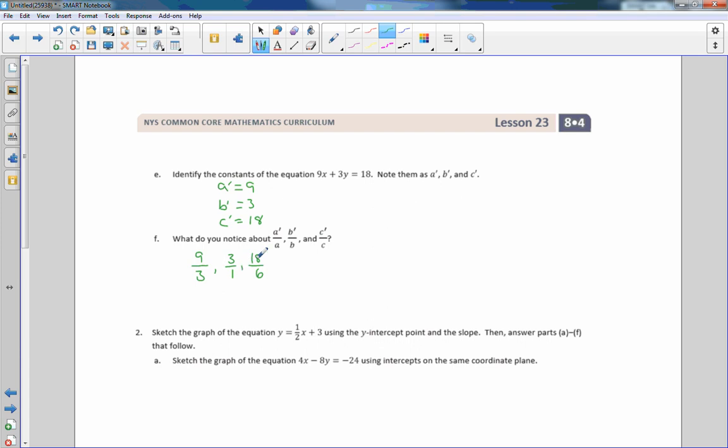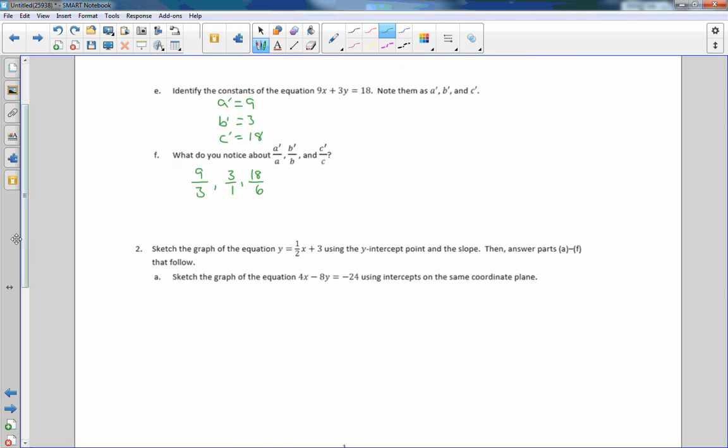Okay, so it says, what do you notice about A prime over A, B prime over B, and C prime over C? Well, 9 divided by 3 is 3, 3 divided by 1 is 3, 18 divided by 6 is 3. So the top is a multiple of 3. So they're the same equation, just multiplied by 3.